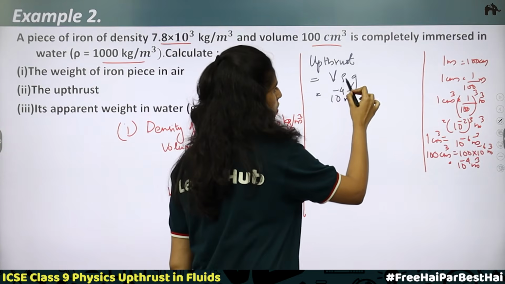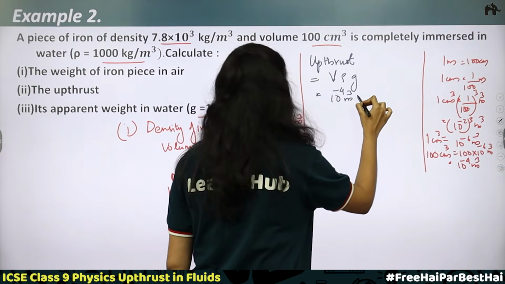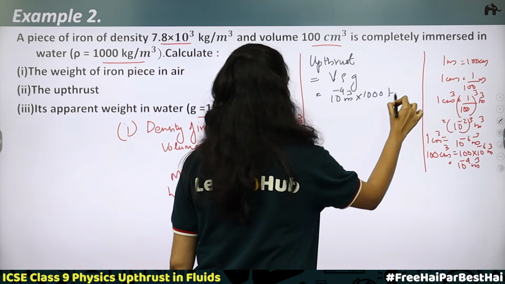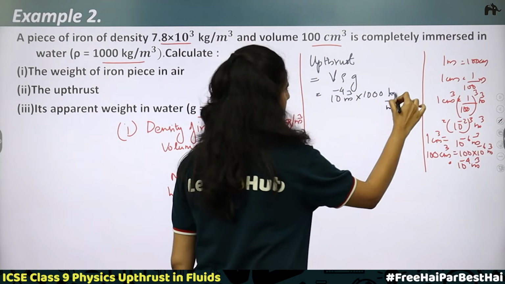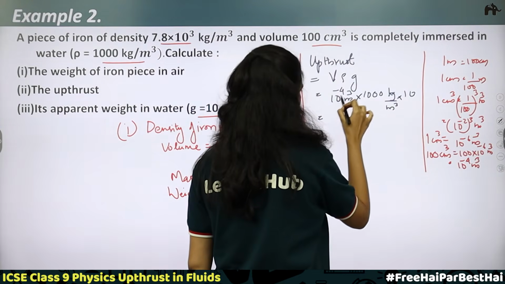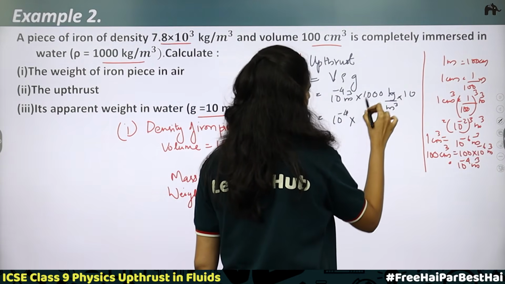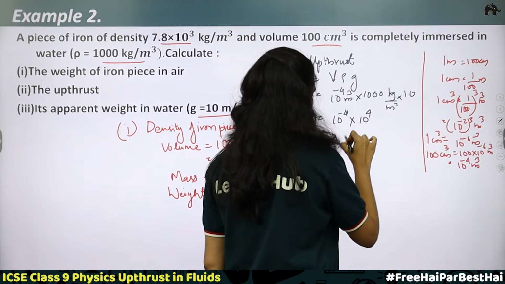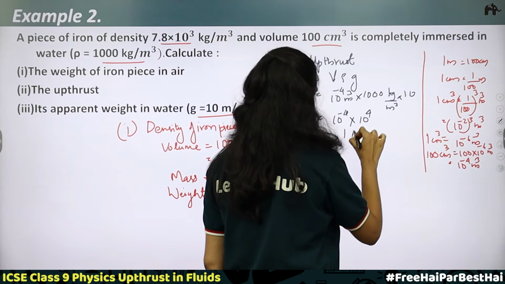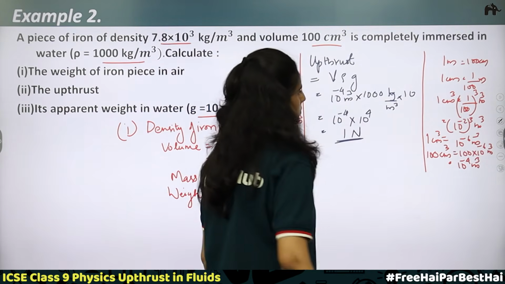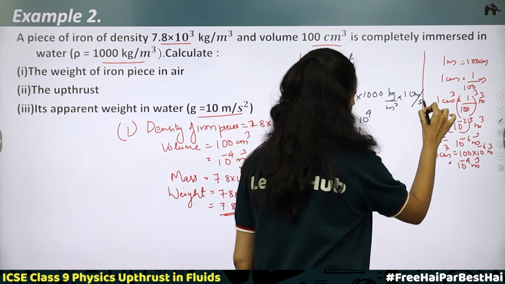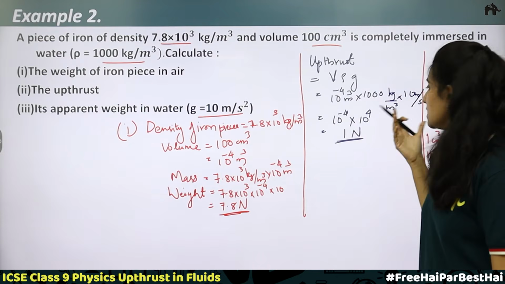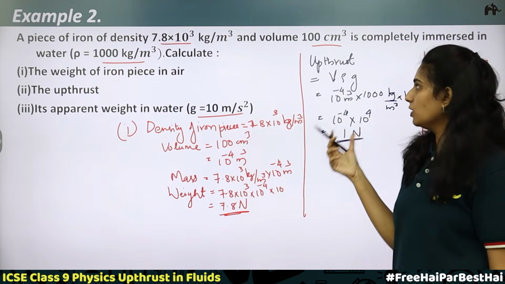Then what is rho? Rho is the density. Density of water is given, which is 1000 kilogram per meter cube. Acceleration due to gravity is 10. So, how much do we get? This is 10 raised to minus 4 into 1000 into 10, that is 10 raised to 4, which is equal to 1 Newton. Okay, the unit is kilogram meter per second square, or 1 Newton. 1 Newton is the upthrust.